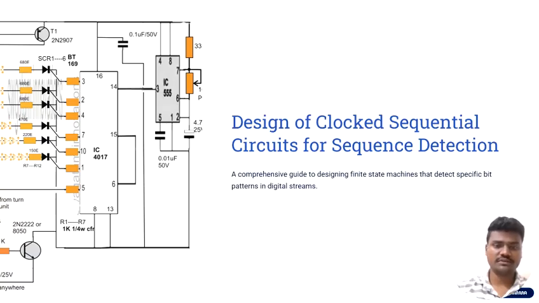Introduction to sequential circuits. Sequential circuits are digital circuits whose output depends on the present input and previous history stored in flip-flops. So these circuits have memory. Unlike combinational circuits, there are two types of sequential circuits. Synchronous circuits, a comprehensive guideline to design finite state machines and detect specific patterns in digital streams.